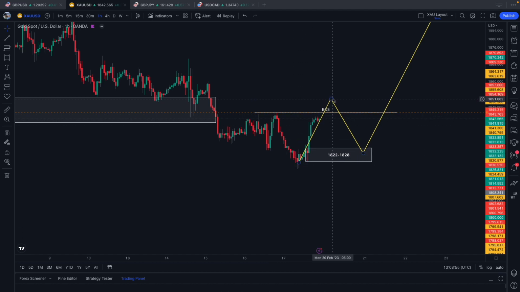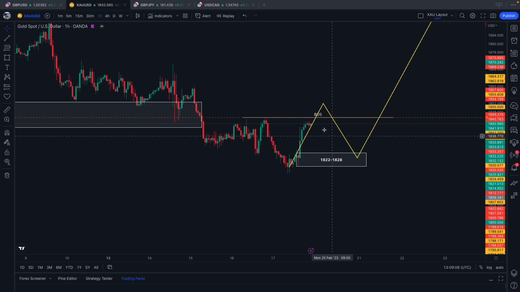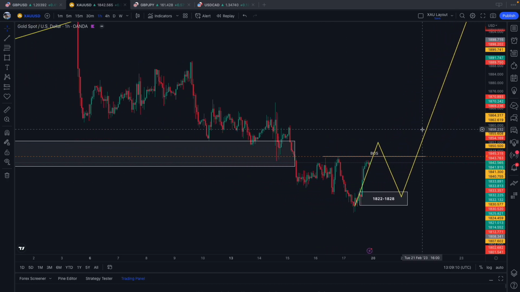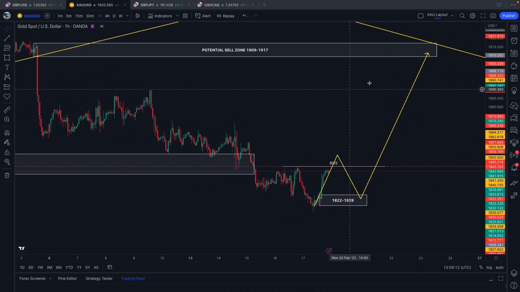So we want to see price break structure, pull back into this demand zone, and then that is when we look to get involved, as long as we have the confirmation in order to do so. So if you haven't done, highlight this zone out for yourself. This could be an area to look to buy from. And then obviously we can use this sell zone as a place to take profit from our buy positions and then potentially sell from.